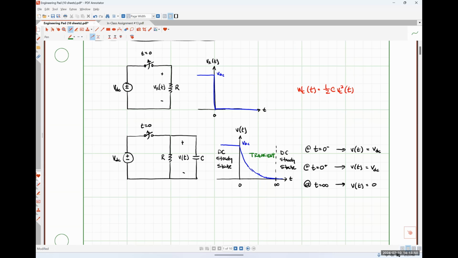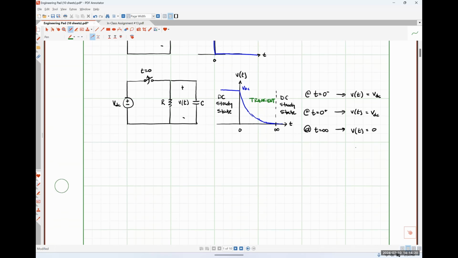Okay, so we still have a DC circuit for t less than 0, and we have a DC circuit for t greater than infinity. But between 0 and infinity, we've got something weird going on that we are able to physically describe. Now we're going to work on mathematically describing what's happening. Okay. So let's work on that mathematical description.